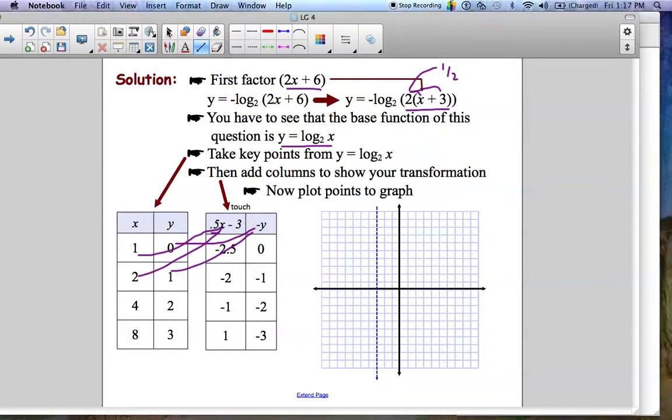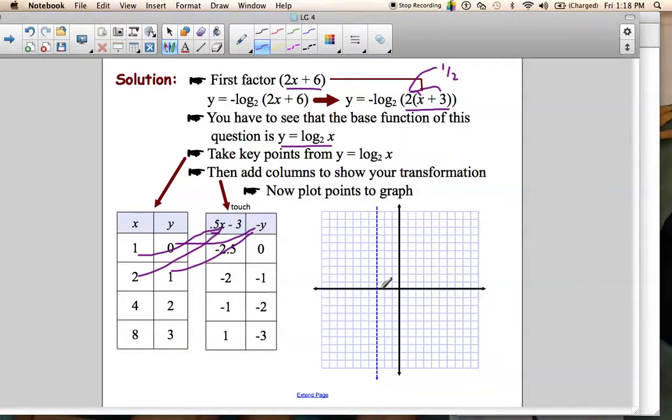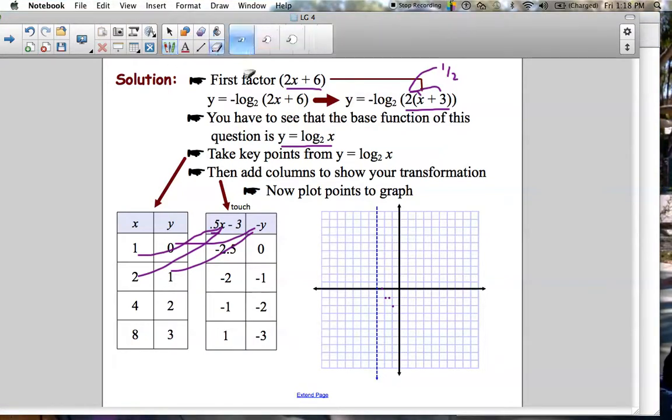All right, so now we don't have to do anything else. We just have to plot the points. Okay, so let's plot these points. So negative 2.5, so negative 2.5 and 0. And then we have negative 2, negative 1. And then we have negative 1. Oh, that should have been there, pardon me. And negative 1, negative 2. Okay, so let's just erase that so we don't get confused here.